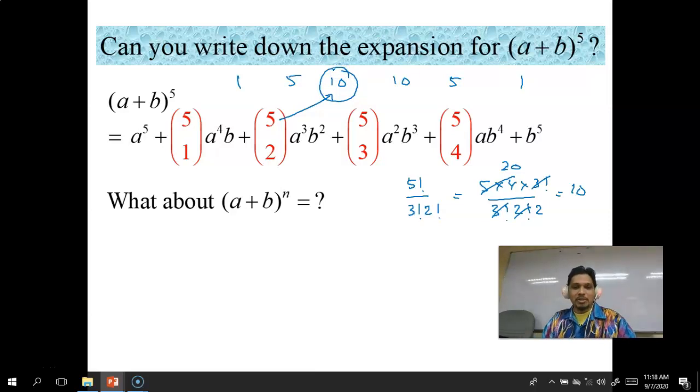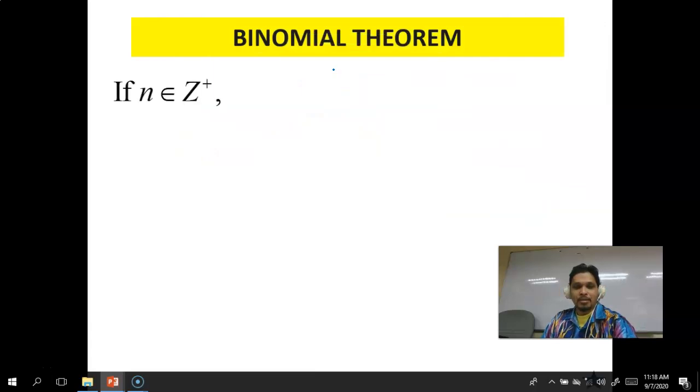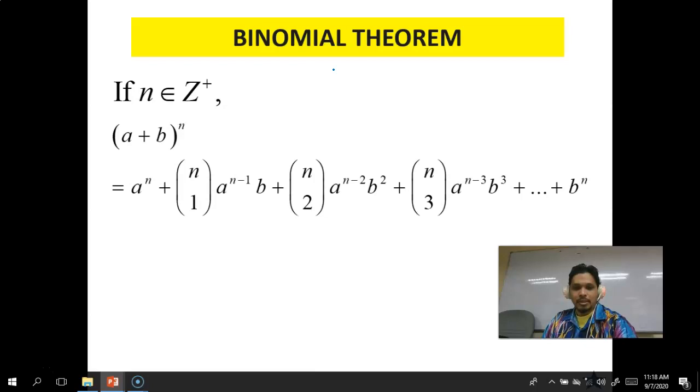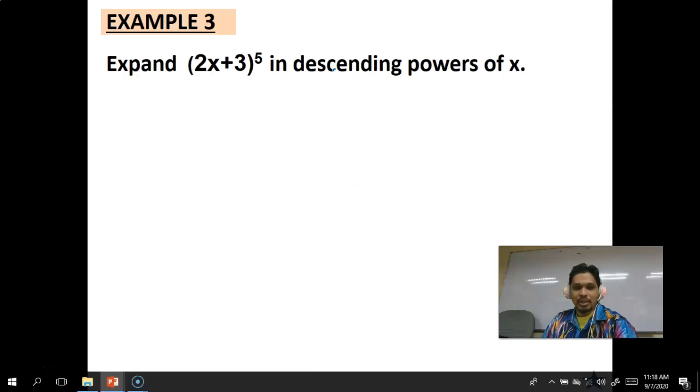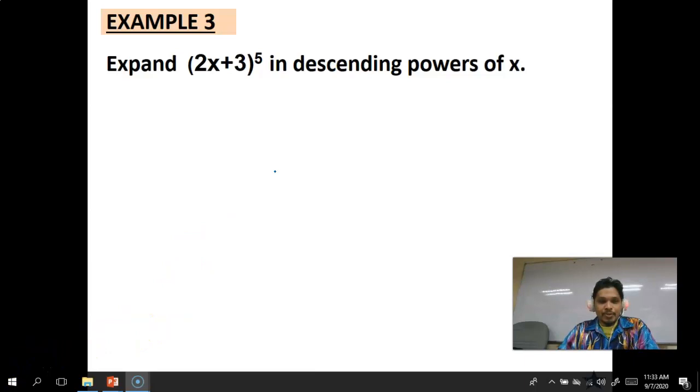Okay, so what about (a + b) to the power of n? If n is an element of the natural numbers, then here it can become something like this, as you see on the screen now. So example 3: expand (2x + 3) to the power of 5 in descending powers of x.